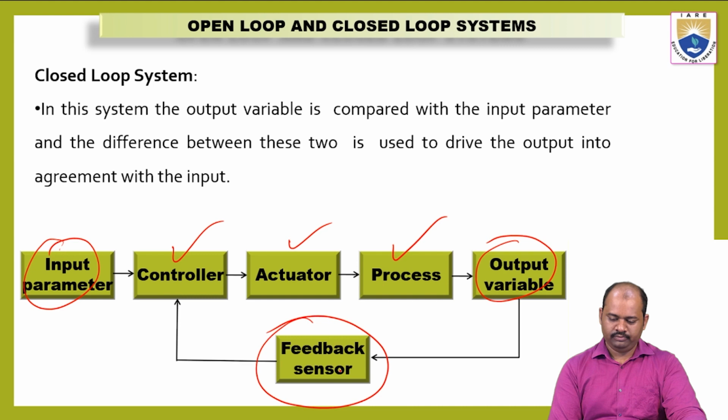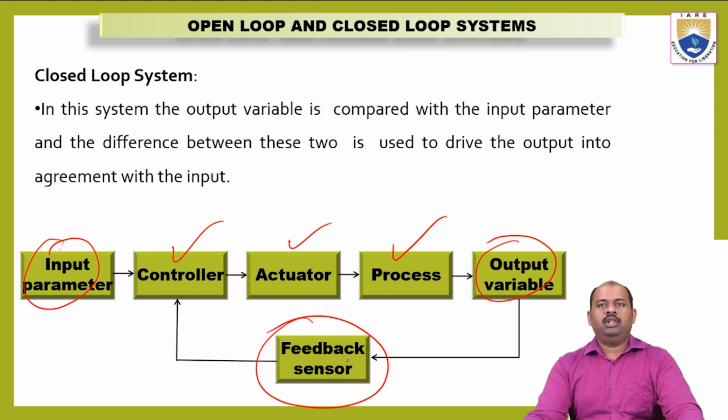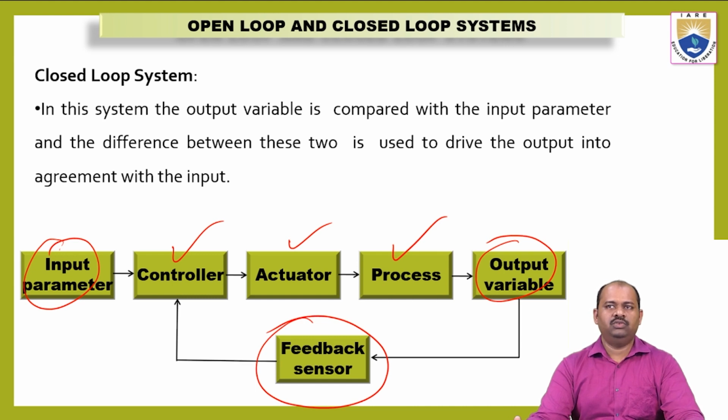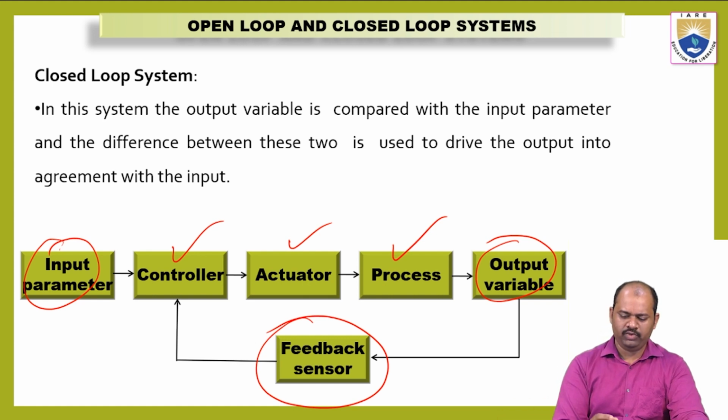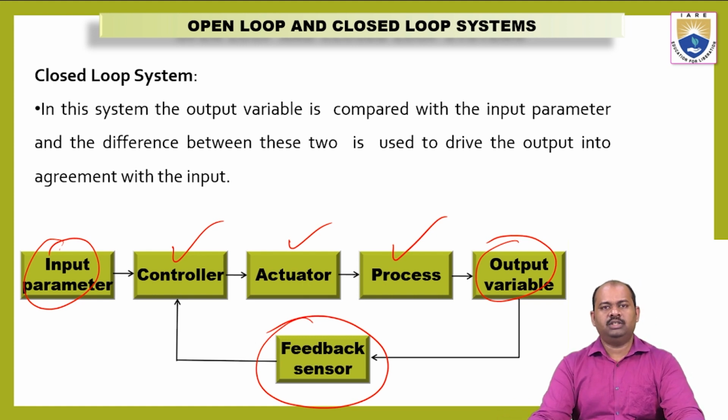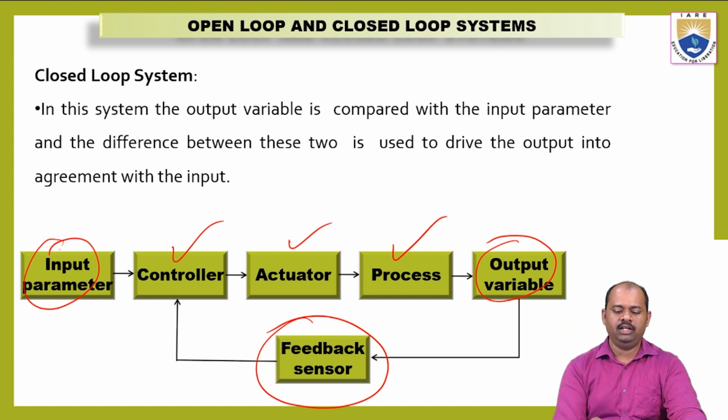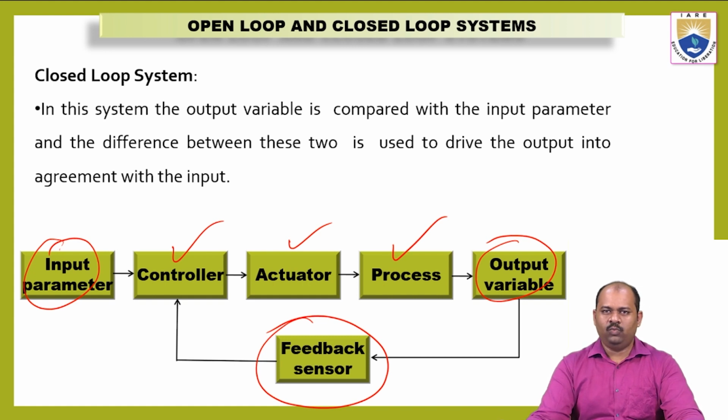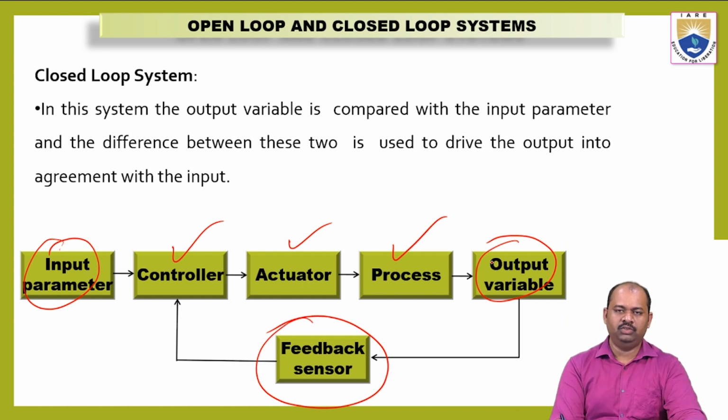Now in the system, the output variable is compared with the input parameters, and the difference between these two is used to drive the output into agreement with the input. What we are saying is, in a closed loop system, the feedback is attached between the output and the controller. Whatever the output has been, those results will be taken back to the feedback system, and this data is processed in the feedback system, and this information will be given back to the controller.